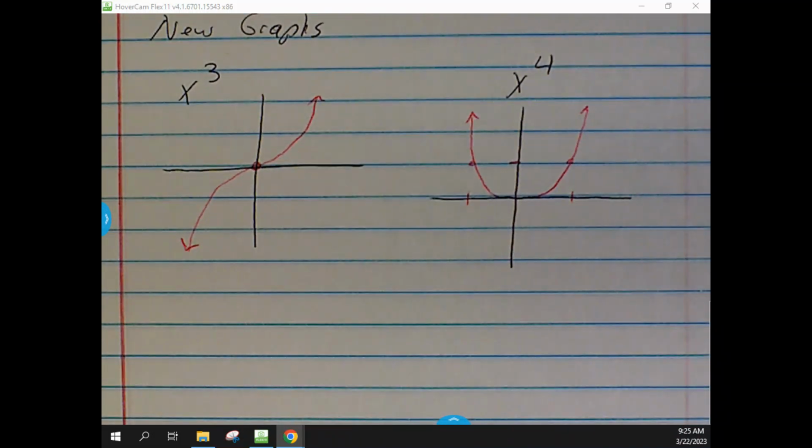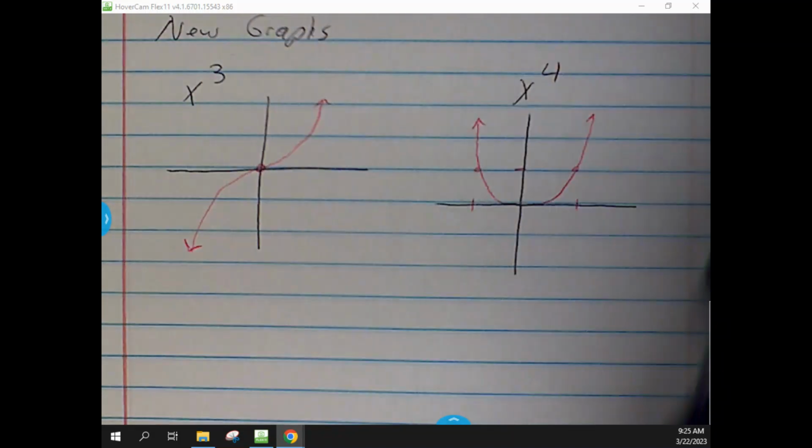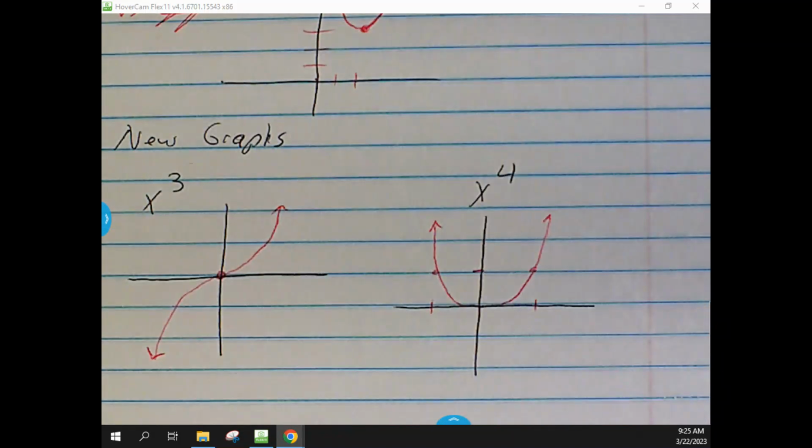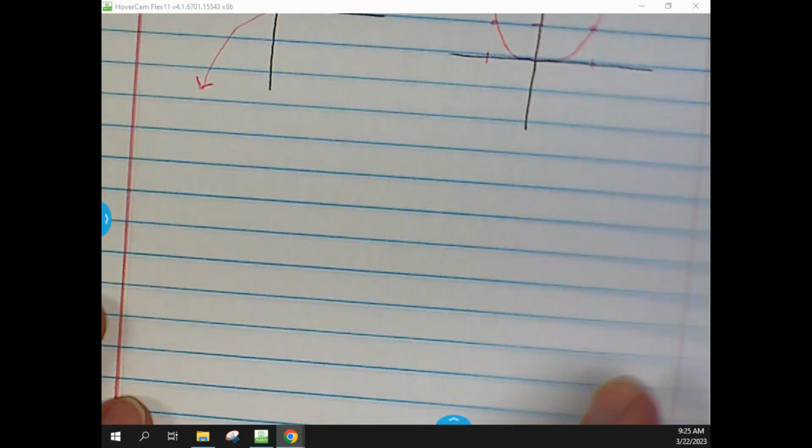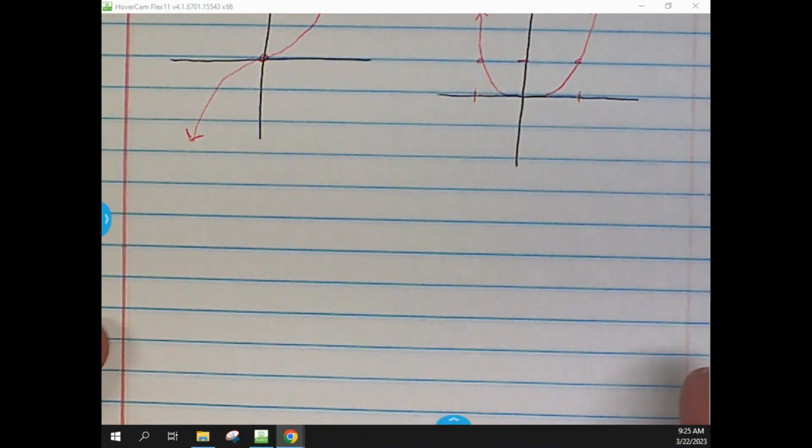Okay, but now here's what we're gonna do. All we're gonna do is take one of these three graphs we've got, and we're just gonna transform them. We're gonna change them as it comes off of it.